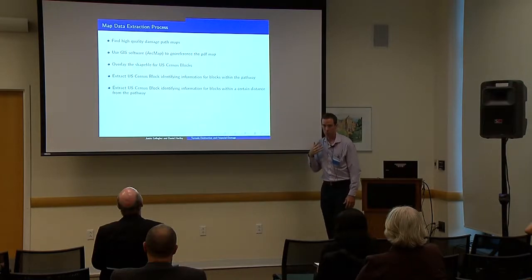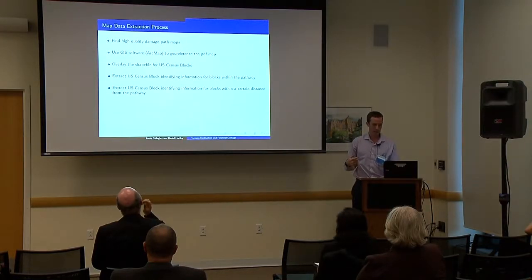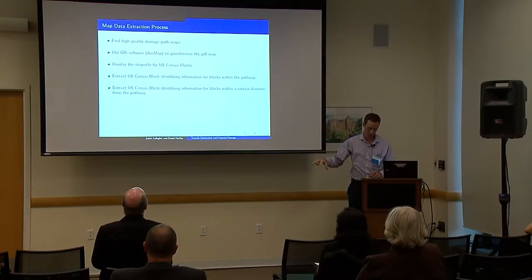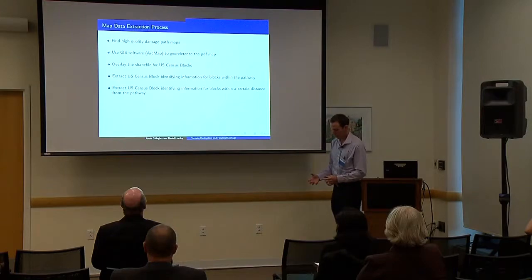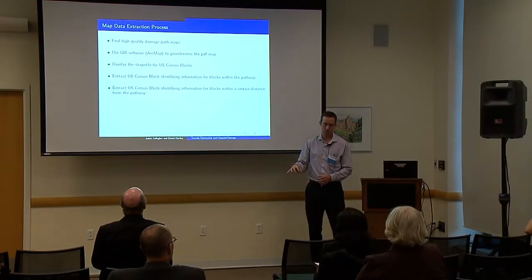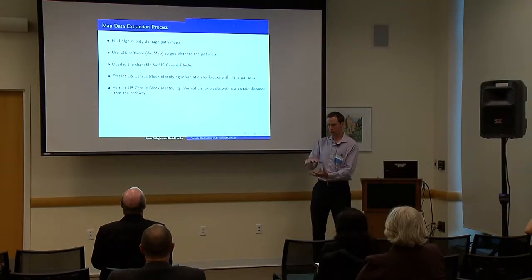So the first step in what we're doing is to find high quality damage path maps. These are typically aerial pictures that show the tornado path and the blocks that are hit and the blocks that aren't hit. I have an example in a second. Then we load this into GIS software and georeference it so we can pin it down in space, and take a shapefile map, which is the census block map, and overlay the two on top of each other.